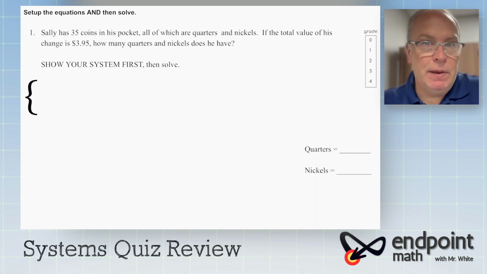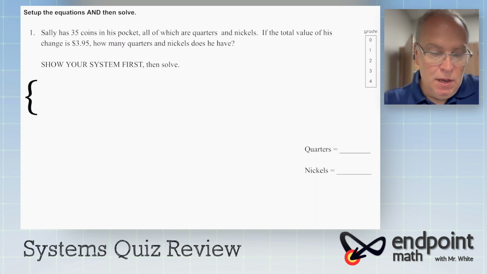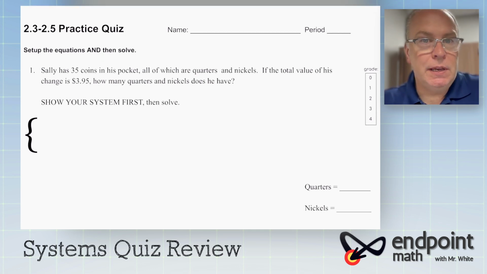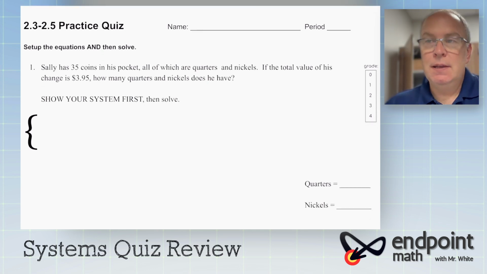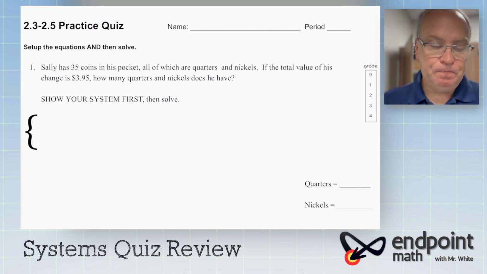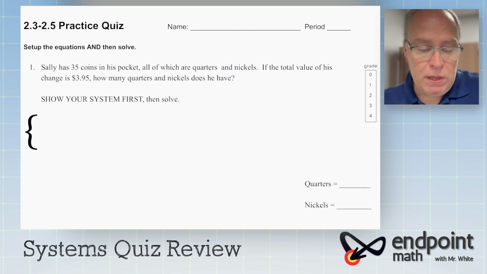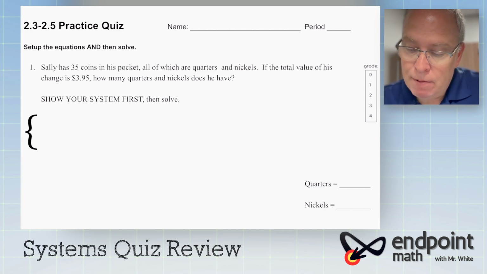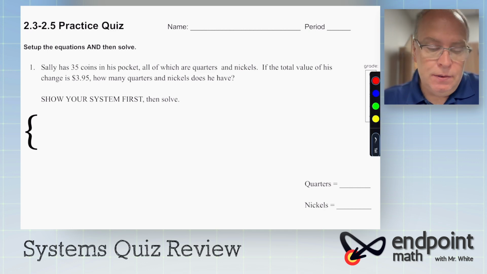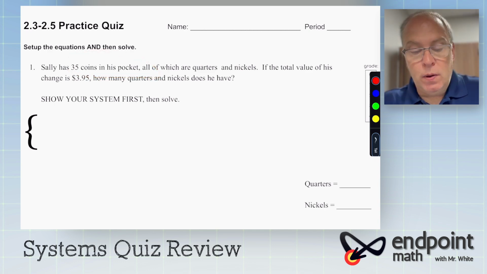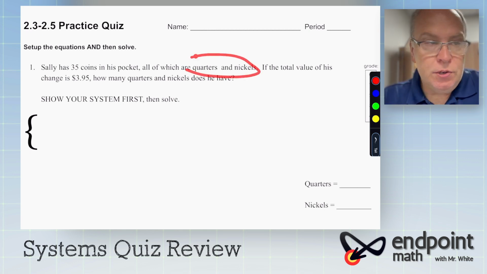I gave all my students this practice quiz so that they could know what was coming here shortly. So hopefully this will help going through. So this first problem is a classic type problem where it is coins in a jar. So there are 35 coins in a pocket or jar, all of which are quarters and nickels.